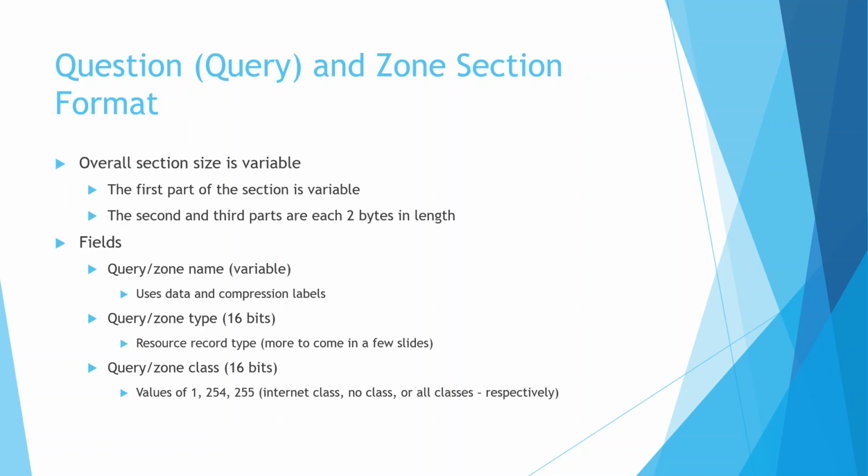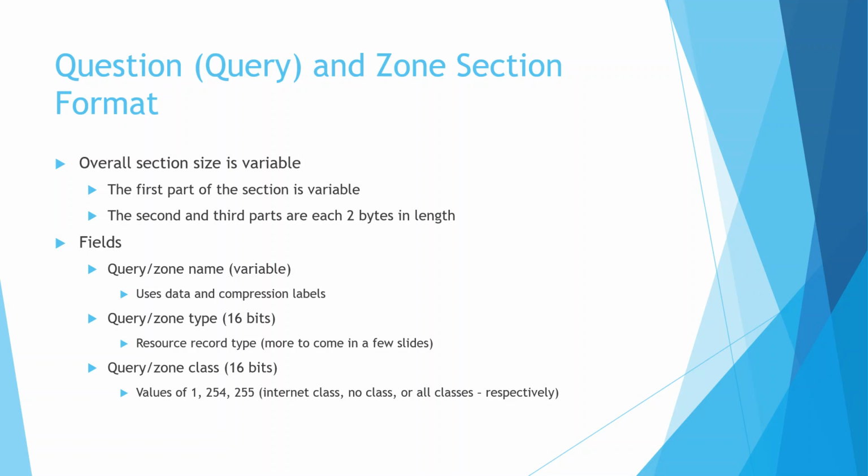So, question or queries and zone section format. The overall section size is variable. These are now sections, and these are the variable parts of our DNS message. The first part of the section is going to be variable. The second and third parts are going to be 2 bytes in length. So we have the query and zone name. This is going to use our data and compression labels that we talked about. And then we're going to have a zone type, and we're going to have a zone class.